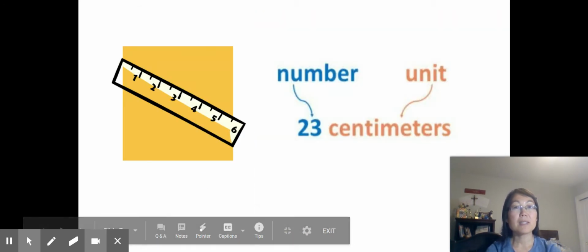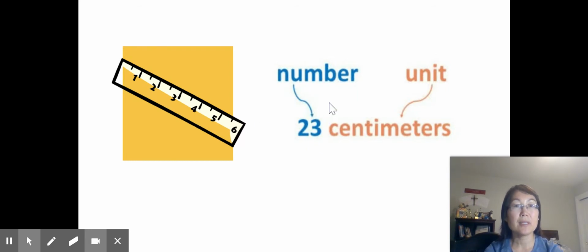And for any measurements, there are two parts. One is called the number, and the other one is the unit. Only the number does not mean anything. If we see 23, we don't know what that means. 23 of what? If you take a measure of a desk, 23 of what? Or if you take a measure of the weight of some papers, it must contain two parts, a number and a unit.